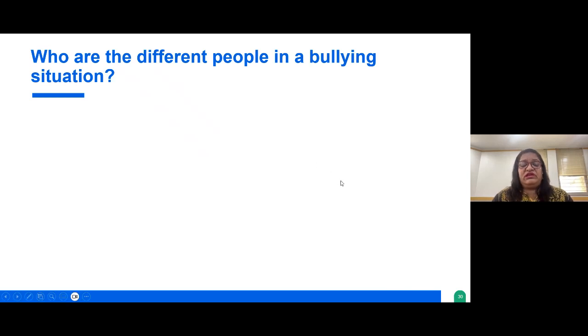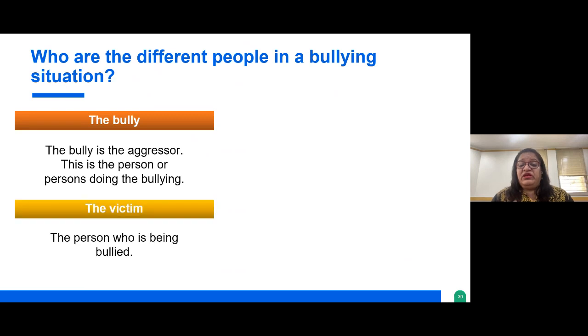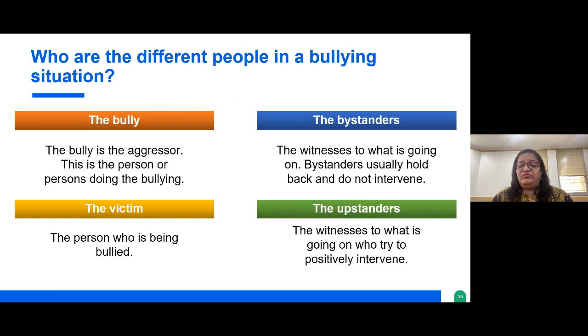There are many people involved when these situations are happening. The first one definitely is the bully who's harassing the victim. He's the aggressor. Then there is another person who's getting affected emotionally, physically, and in all the situations that we're looking at. That person is called the victim. Now there are two more personalities in this situation: a bystander and an upstander.